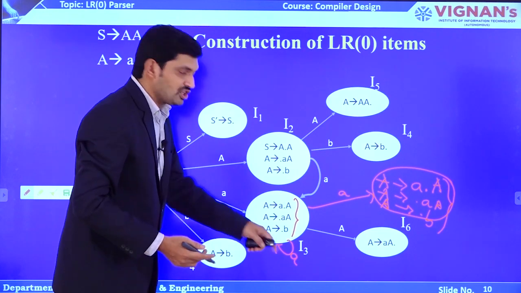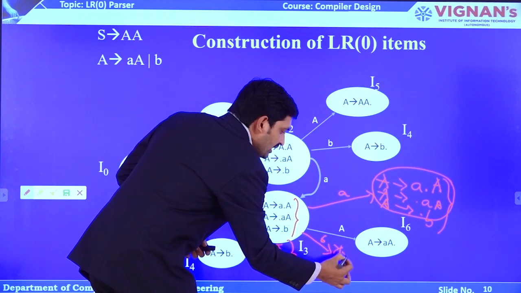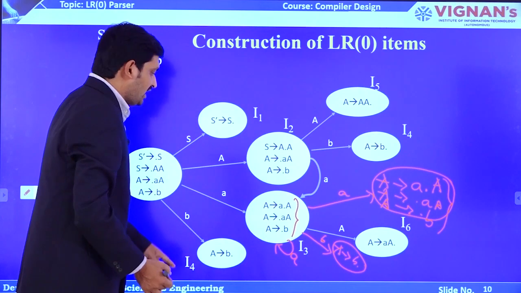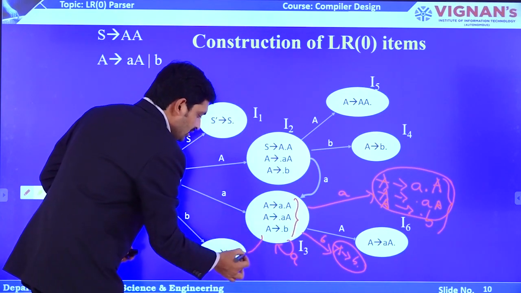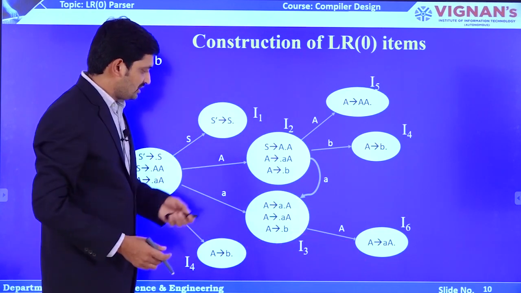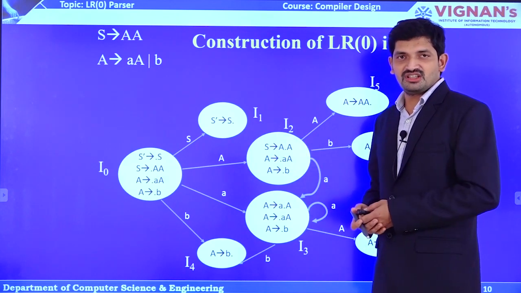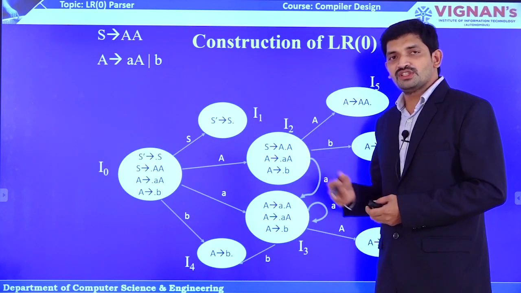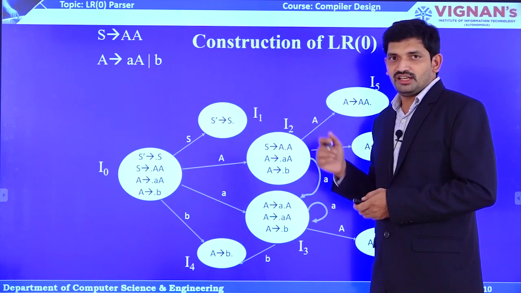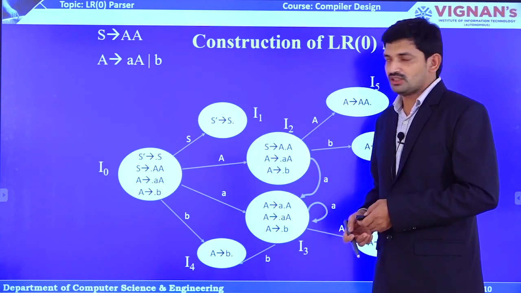And finally, A tends to dot B. If I process A tends to dot B on small b, I have to write A tends to B dot, which already exists in I4. So instead of writing it as a new state, you can keep it as B. Okay, so which is described like this. These are the LR0 canonical item sets which are used in LR0 and SLR1 parsing. Then we are going to construct the parse table for this particular LR0 parser.